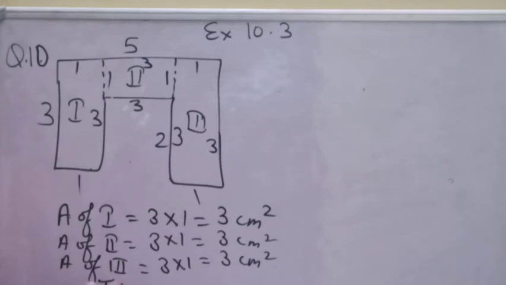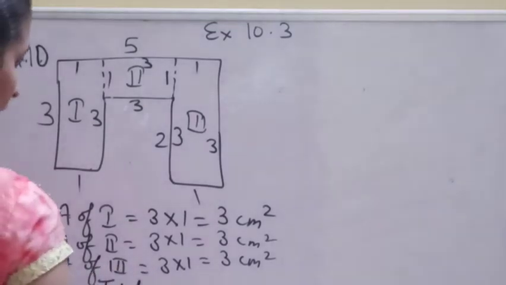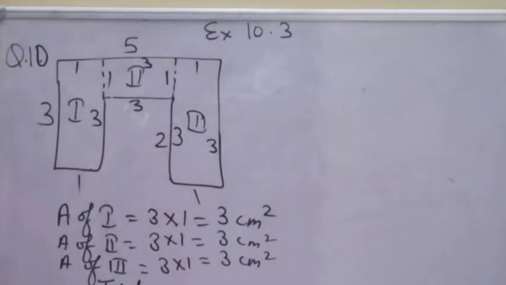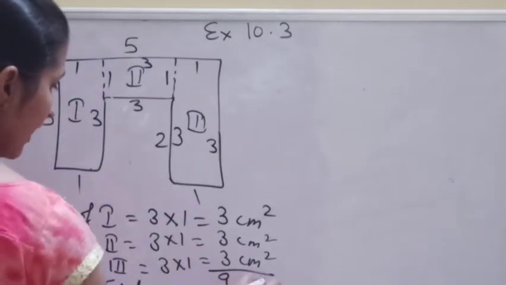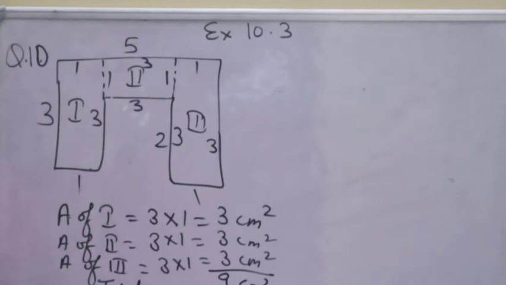Total we have to find. So what we have to do for total? For total we have to add all the 3 areas. So 3 plus 3, 6. And 6 plus 3, 9. So your total area is 9 centimeter square. So this way you can do your question number 10.